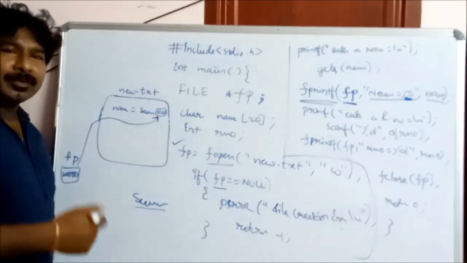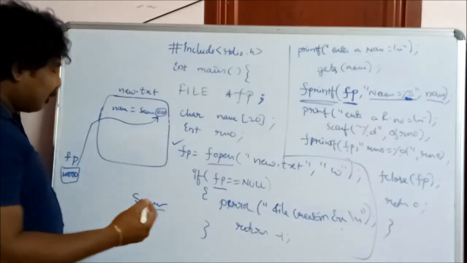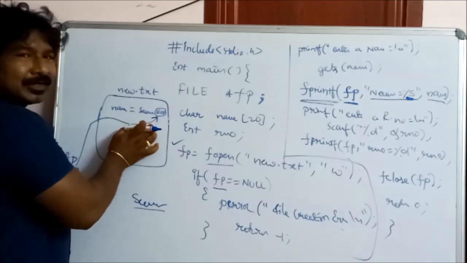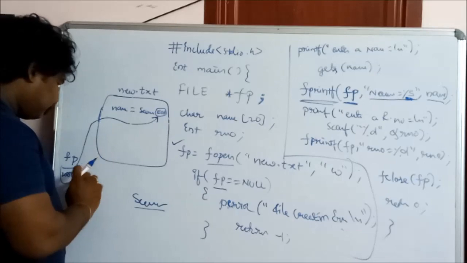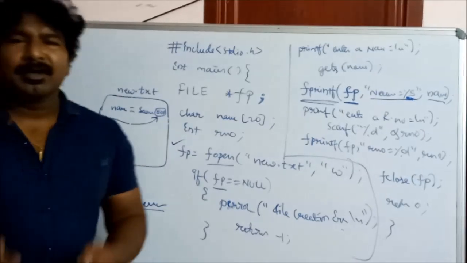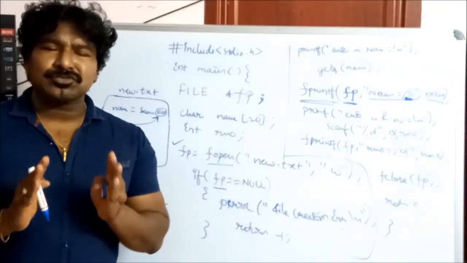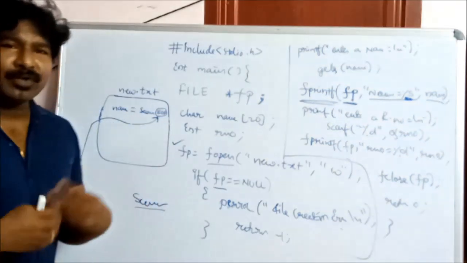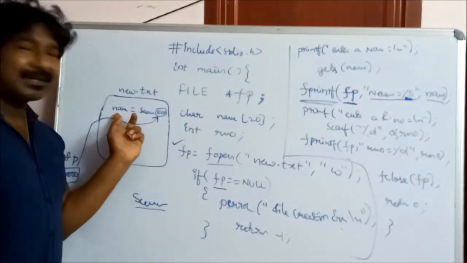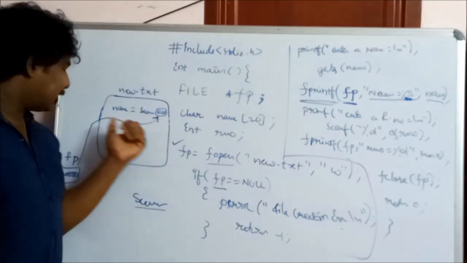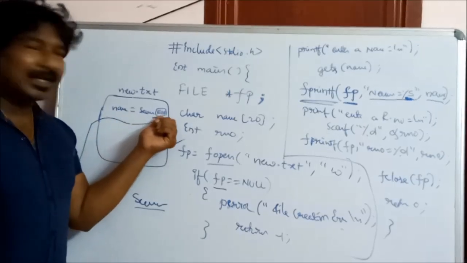Okay friends, so what happens is my name will be stored here. Okay, so that is the thing. Then remember friends, file pointer always points to the next free location. So what is the next free location? After entering my name Seenu here, my file pointer will be here. So what is the character here?